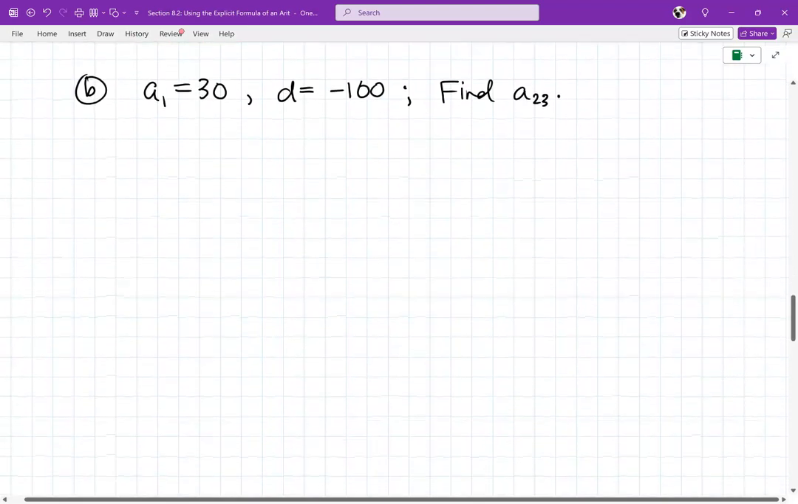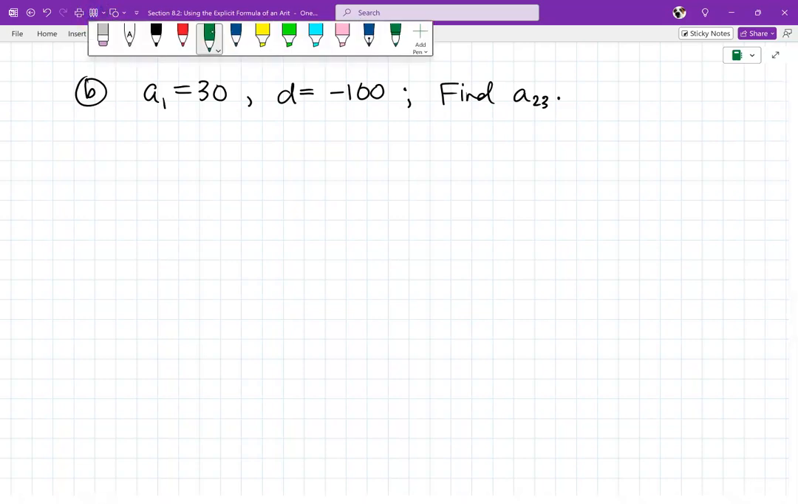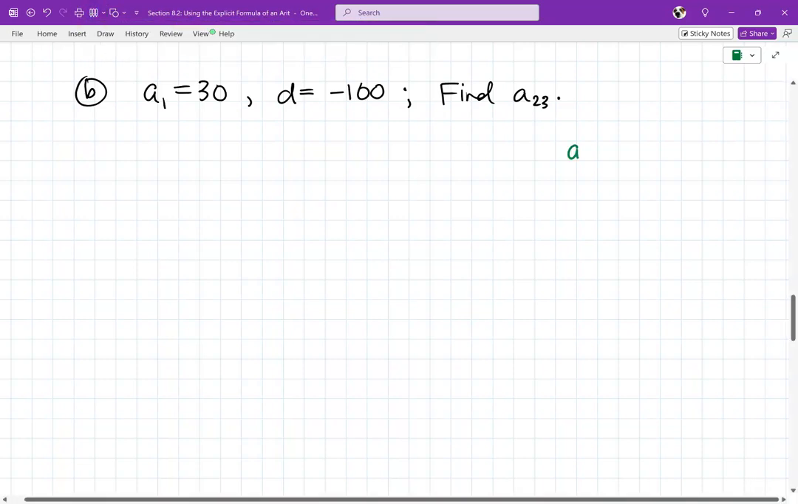Okay? So here's another one. Now on the side, I'm just going to kind of write the two equations again.